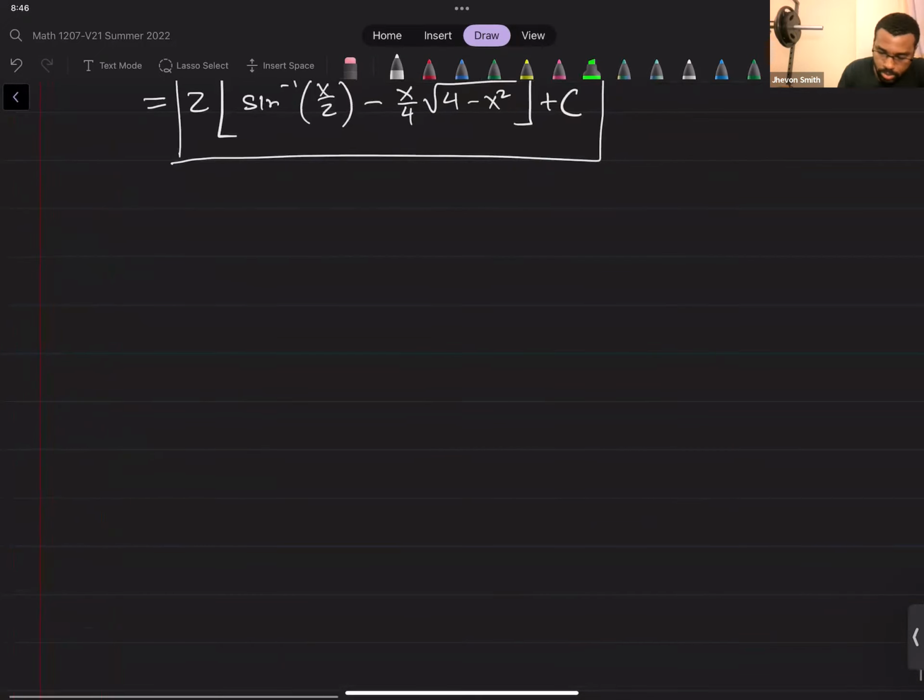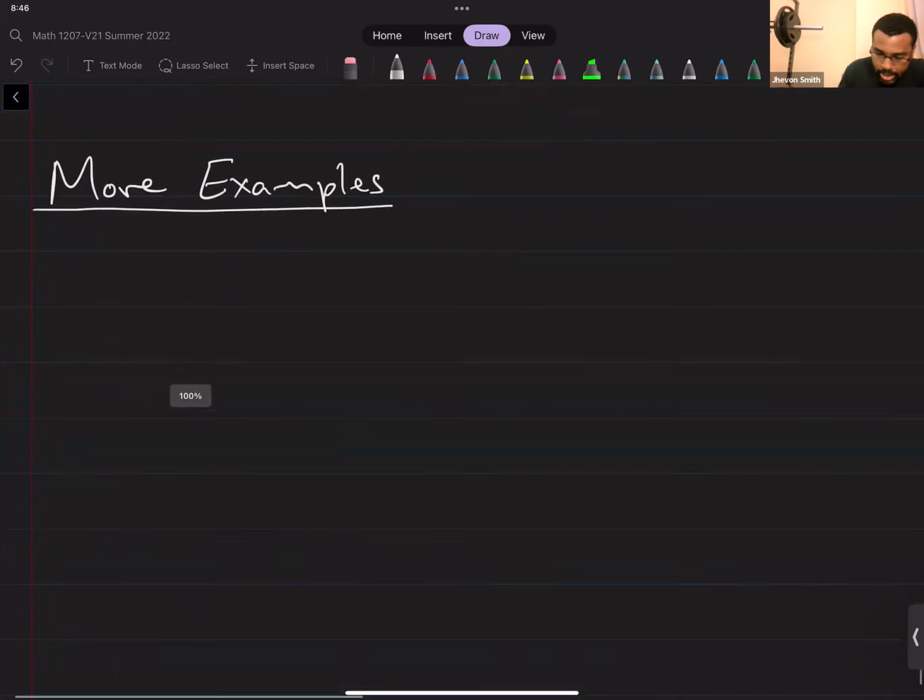So let's look at some more examples. We're not going to finish all of them today, but whatever we have left over, I'll leave those for you to try for tomorrow's class.